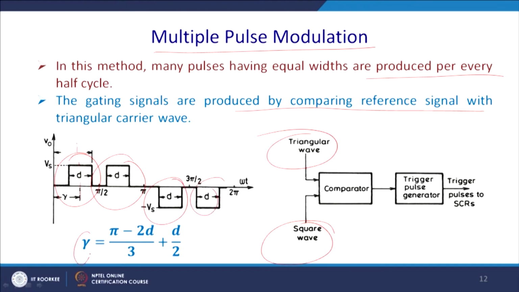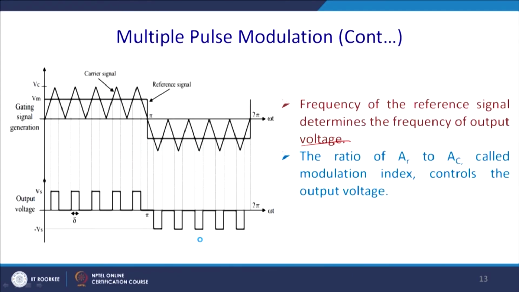Here lambda is pi by 2D minus 3 plus D. So, this is the case. Now, we can do the Fourier analysis of these circuits and see how it will give lower THD. You will get multiple pulses, and the frequency of the reference signal determines the frequency of the output voltage. The ratio of AR and AC is called the modulation index and controls the output voltage.